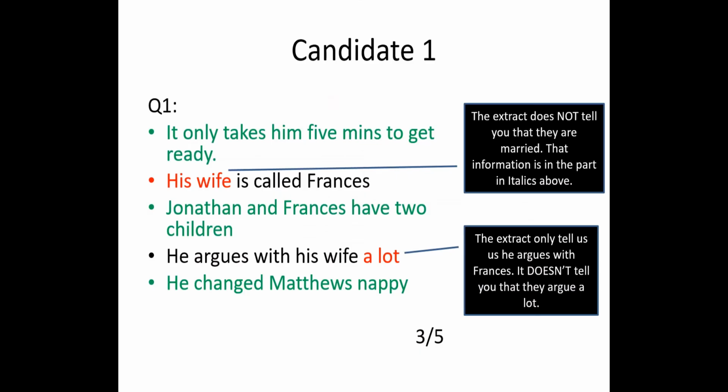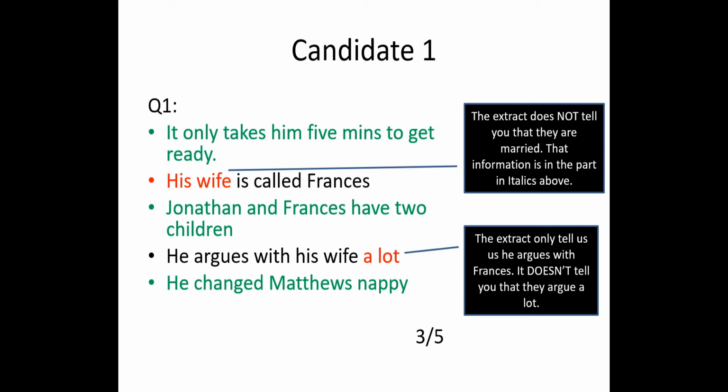So this is one student's answer from last time for the same question you've just done. You've got 3 out of 5 marks there. The ones in green are the ones that get the mark, and the ones in red are the ones that don't. Now, it says number 4, this student wrote, he argues with his wife a lot. Well, we can tell he argues with his wife, but there's nothing in there that suggests this happens regularly. So the a lot part would mean that this candidate would lose a mark for number 4.